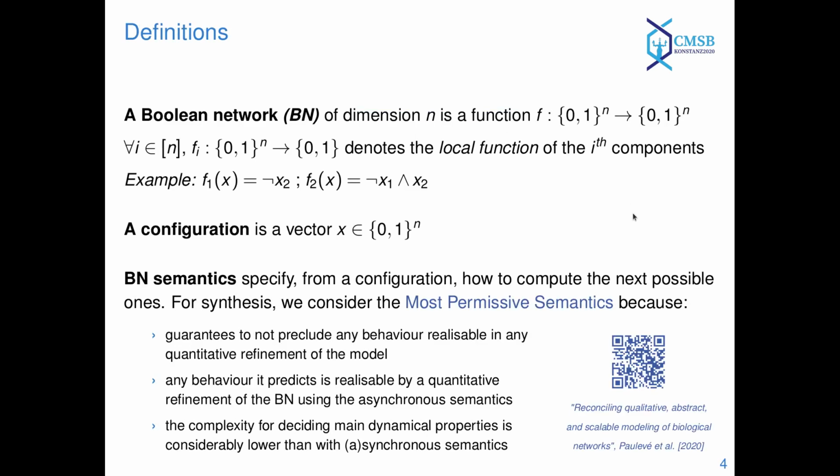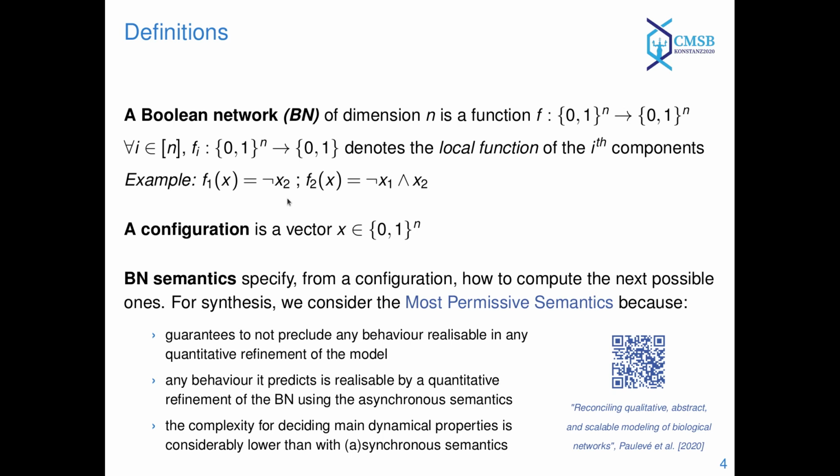Let's start with some definitions. A Boolean network is a function which takes and returns a vector of Boolean values, vector called a configuration. The Boolean network is constituted by a set of local functions, which are logical rules, one per component of the Boolean network. They take a configuration and return a Boolean value. Therefore, the activity of components is simplified to off and on. For example, you can see here that the gene 1 can be active only if its inhibitor gene 2 is inactive.